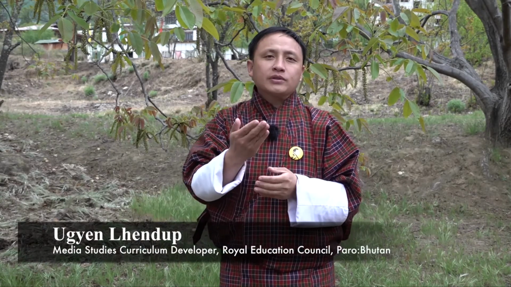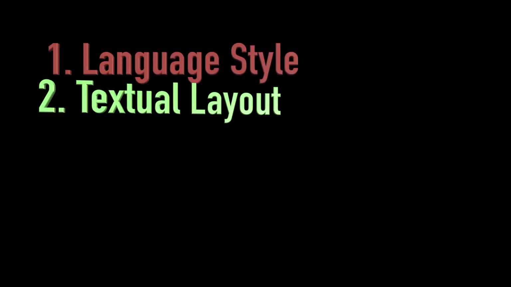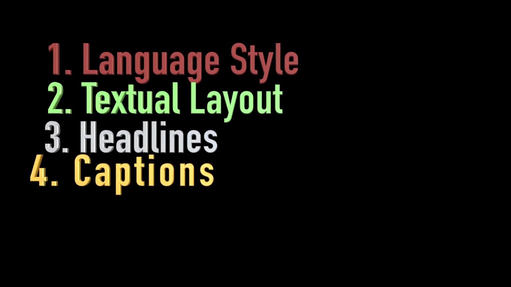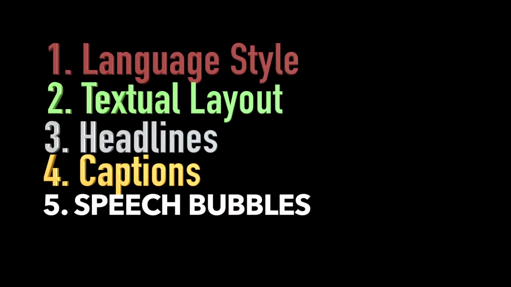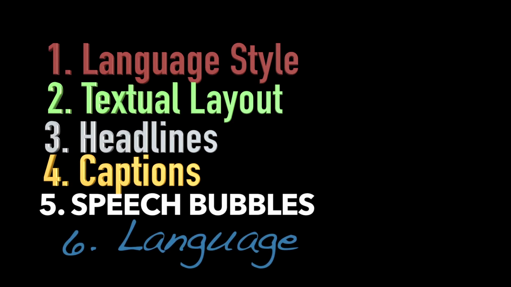Okay, so far we have discussed two codes. Those are technical codes and symbolic codes. Now to talk about written codes. Written codes refer to a formal written language used in a media product. Written codes include printed language, which is text you can see within the frame. This may include specific use of language style, textual layout, headlines, captions, speech bubbles, or language.